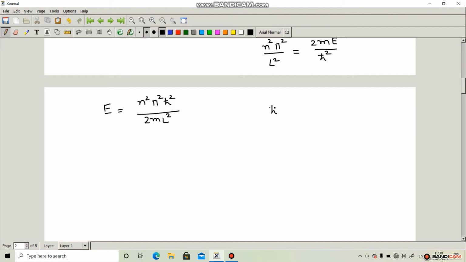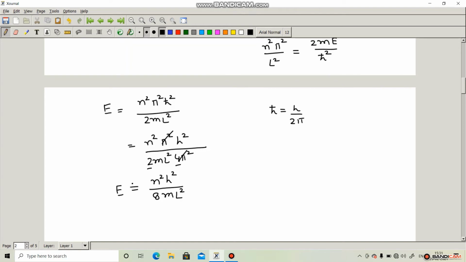We know that h cross is equal to h upon 2 pi. So h cross square is h square upon 4 pi square. It becomes n square pi square h square upon 4 pi square, 2m L square. Pi square cancels out and it becomes n square h square upon 4 into 2, 8m L square. This is the energy of the particle.